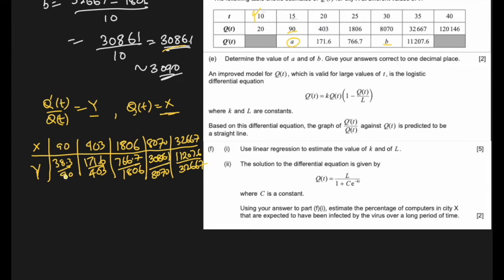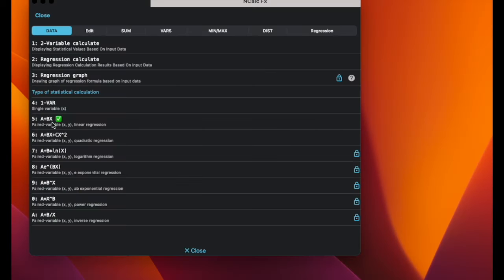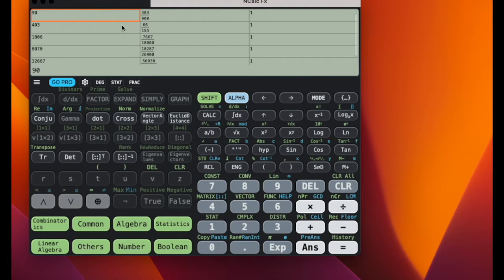It will take a lot of time to enter this in my calculator. Let me cut this video and straight away show you after entering the same thing. Okay, so it's entered here. I have entered x and y. Frequencies are still 1, and now we will find the equation for this.